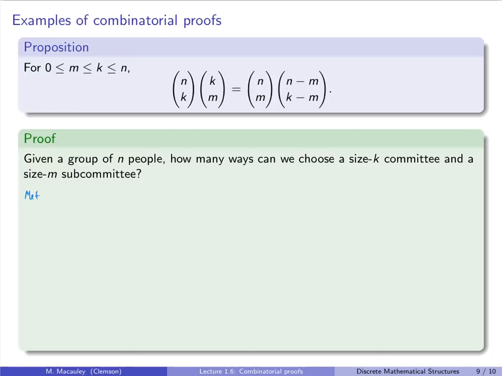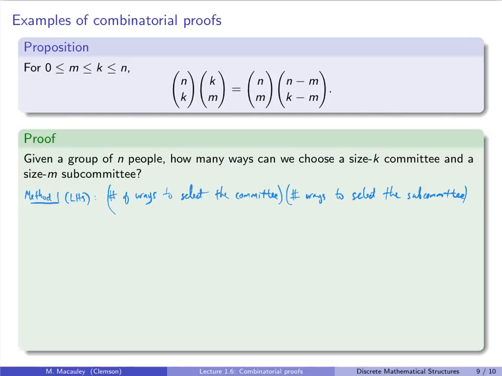So method one, which is the left-hand side, the number of ways to select the committee first times the number of ways to select the subcommittee. So there are n choose k ways to select that committee, and then there are k choose m ways to select the subcommittee from the k people who are on it.